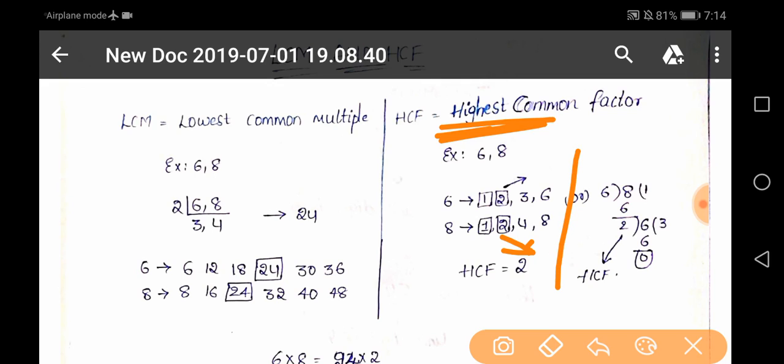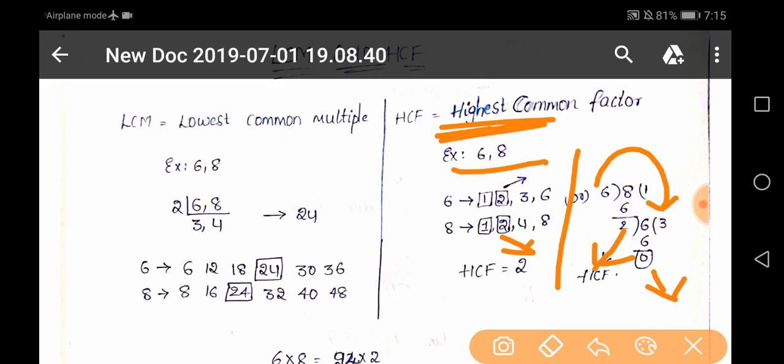Or else you have another procedure: 6, 8. Just divide 8 by 6. What do you get? 2 remains. You have to continue until you get 0. When you get a 0, the last divisor is considered the HCF. So 6 ones are 6, here 2 remains. So again divide 6 by 2. Here is a 0. So the HCF is 2.